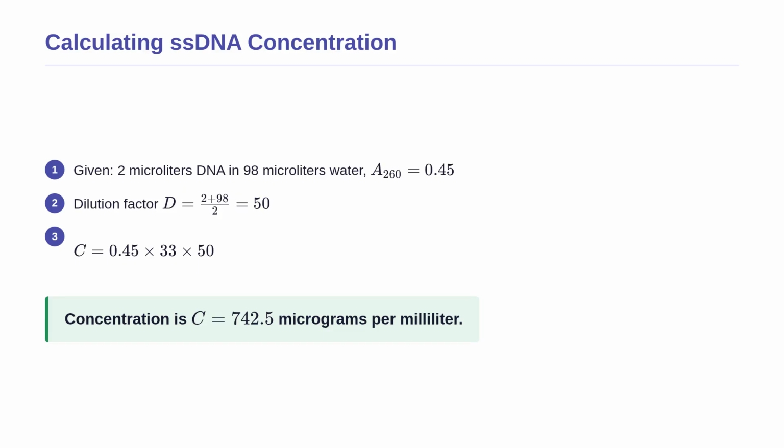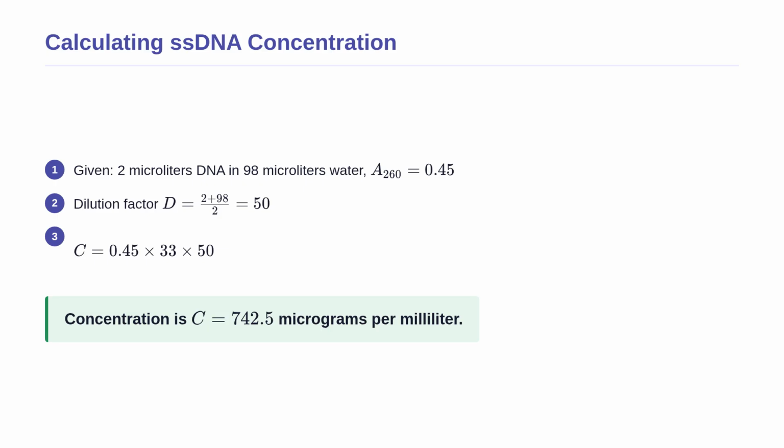Let us put this concentration formula to work with a final laboratory example. We are given a sample where 2 microliters of purified DNA are mixed with 98 microliters of water. The machine gives an absorbance reading of 0.45. We need to find the actual concentration of the original tube. We use this specific formula because it incorporates the constant for single-stranded DNA and accounts for our sample preparation.